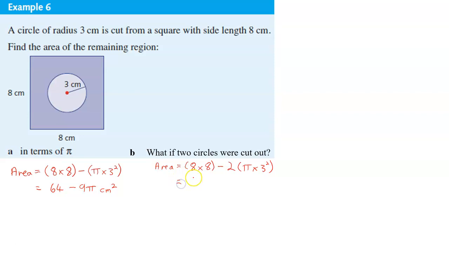Again, I can evaluate this bracket. I can evaluate what's inside my second bracket. Then remember, this means 2 times. So that's just 64 minus 18 pi. And again, it's an area. My units are centimetres squared.